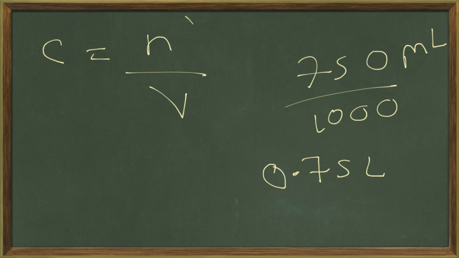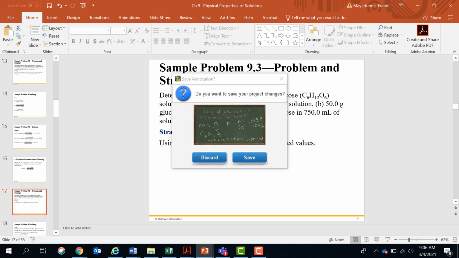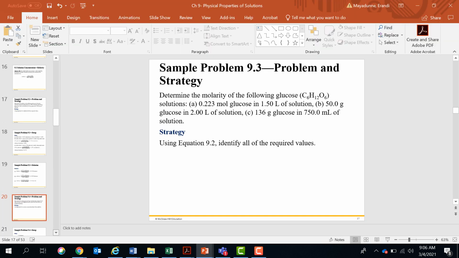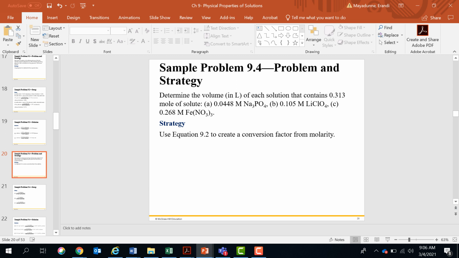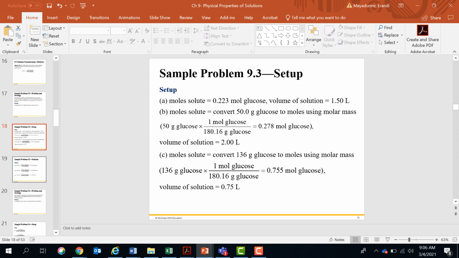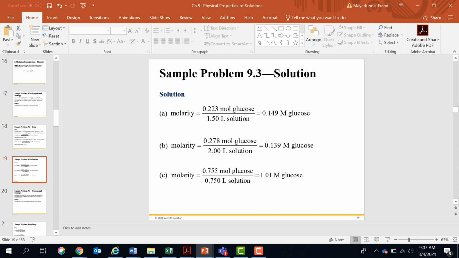I get my answer. So if I go back, we were here. This is the number of moles, 0.755 moles of glucose. You divide by the volume, you get the molarity. So that's how you find the molarity.